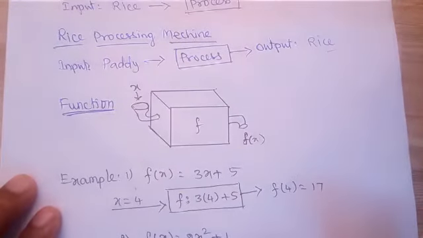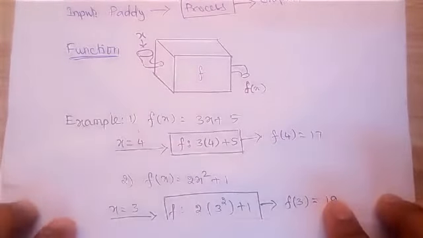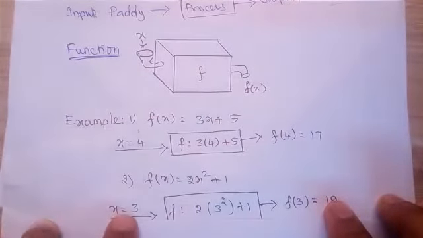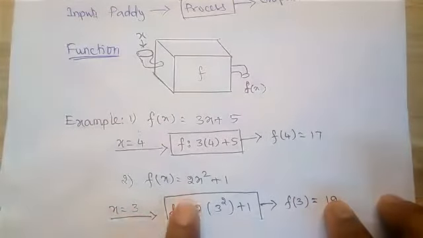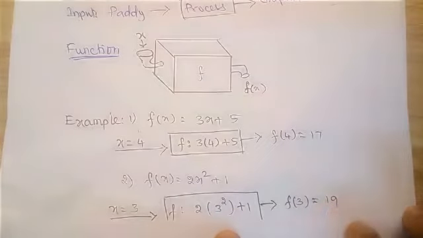Suppose the function is 2x squared plus 1, and x equals 3 is given as input to this function. It processes that 3 and gives the output 19.